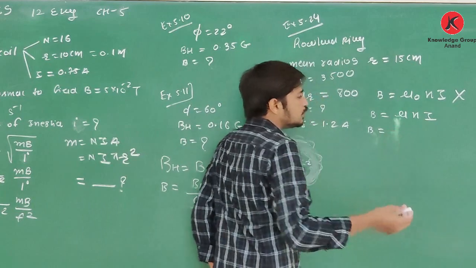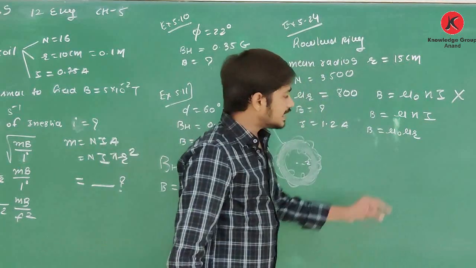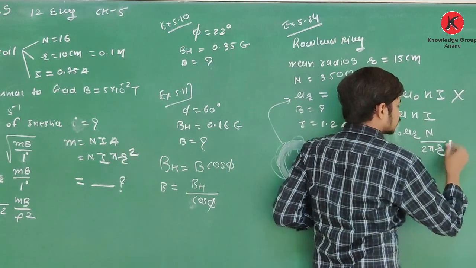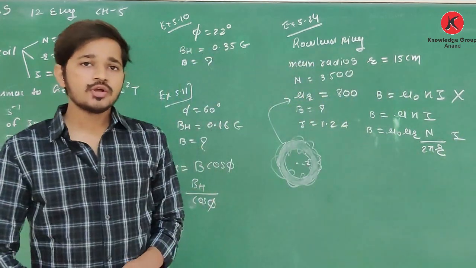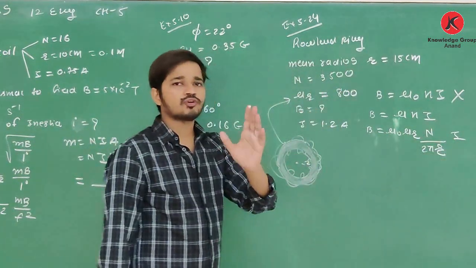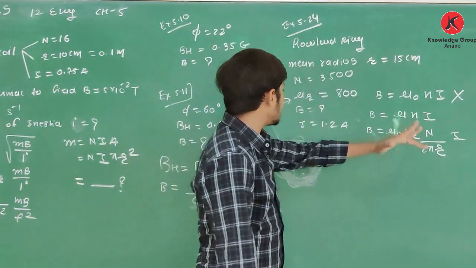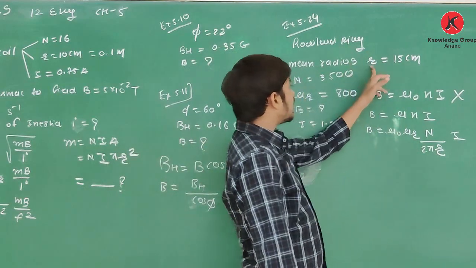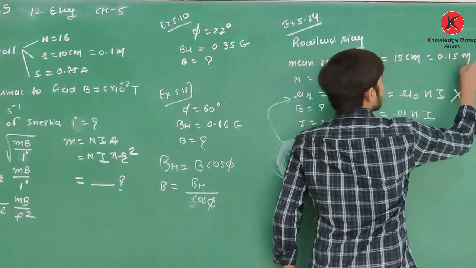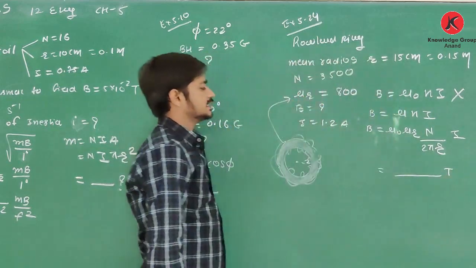So B is equal to mu. How to write mu? You know, it is mu 0 mu r. And n, that is number of turns per unit length, so it is capital N upon 2 pi r, and here it is I. So B is equal to mu 0 mu r N I upon 2 pi r. Mu 0 is 4 pi into 10 to the minus 7, mu r 800, N 3500, I 1.2, 2 pi, and r is 15 centimeter, that means 0.15 meter. You have to convert into meter. Clear? You have a calculator, you can easily find this value in Tesla.